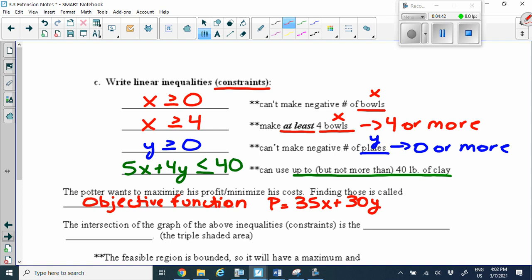So your objective function is always really to find either maximize the profit or minimize the cost. And it just kind of depends on what the question is asking you.